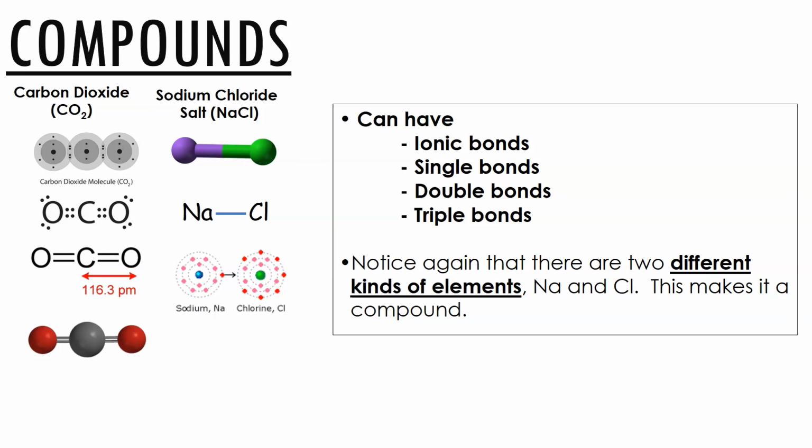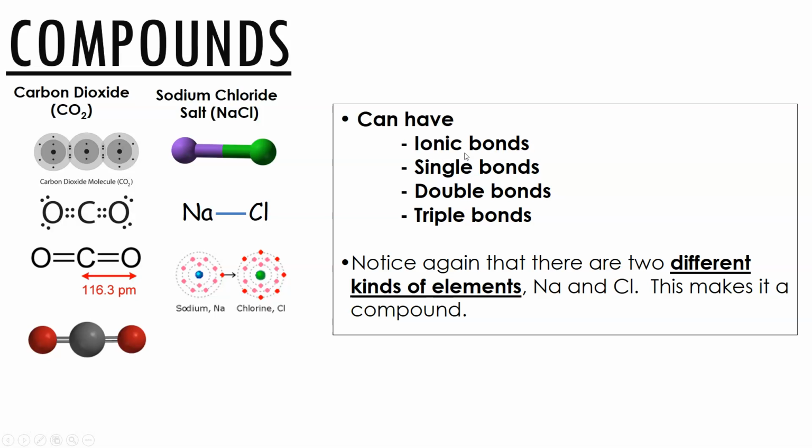Here's a couple more examples. We have carbon dioxide. We have carbons and oxygens bonded together. We have table salt, sodium chloride. We have a sodium and a chlorine. You can have lots of different types of bonds in a compound, still single, double, and triple, but we can also have something called an ionic bond.